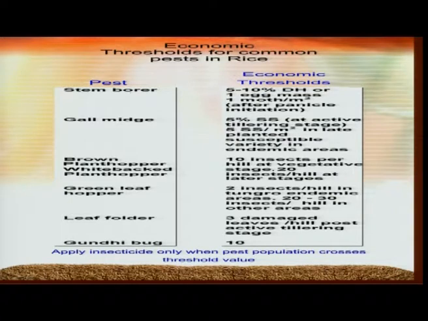A lot of studies have been made and they have standardized the ETL for various insects. For stem borer, 5 to 10% dead heart or 1 egg mass or 1 moth per square meter in the field is the economic threshold level. For gall midge, 5% silvery shoot at the time of tillering is the stage. For brown plant hopper, which is a major pest, 10 insects per hill in the vegetative stage or 20 insects per hill in the later, that is the grain filling stage, is the economic threshold level. For gundhi bug, 10 adults per square meter is the economic threshold level. So these can be used for incorporating the various control strategies, in particular the insecticides.